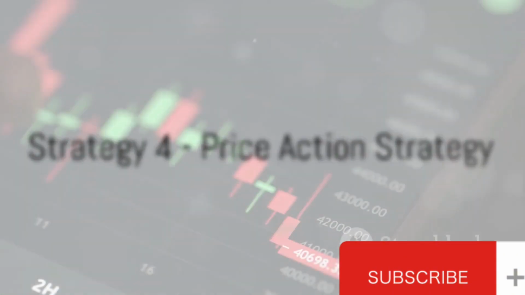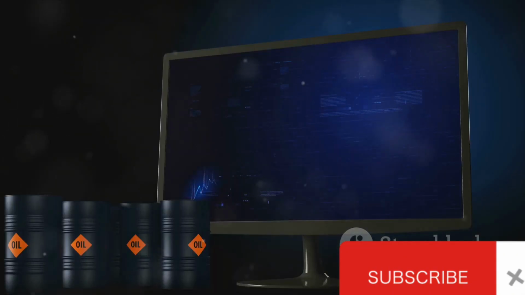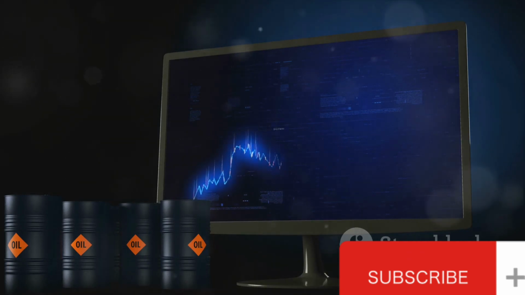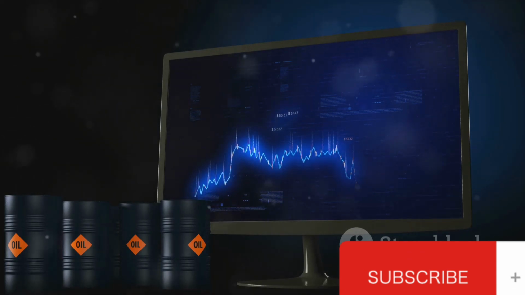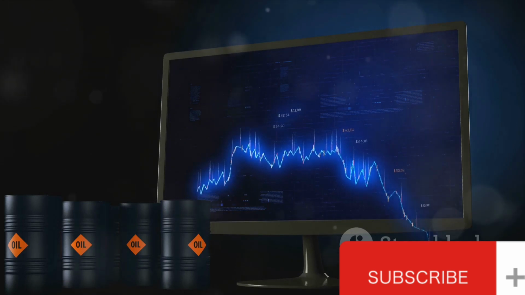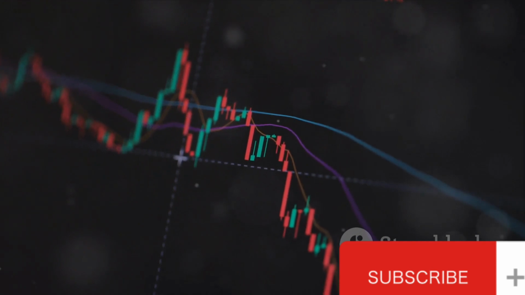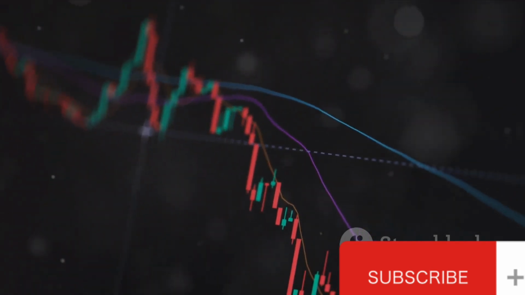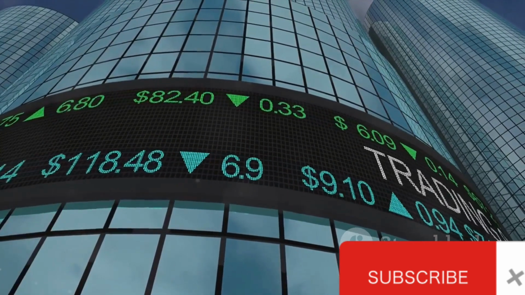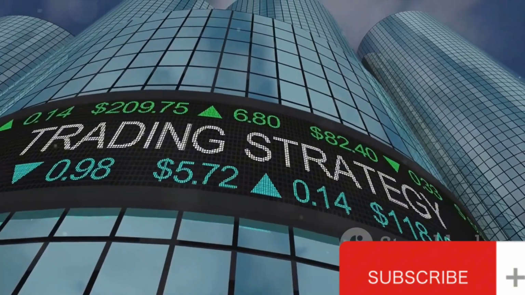The fourth strategy on our list today is the price action strategy. This unique approach demands a keen eye, as it involves tracking the price's reaction to a moving average. Now, what does that mean? Well, in a nutshell, traders watch closely for instances where the price appears to bounce off the moving average line. When this happens, it can generate potent buy or sell signals.